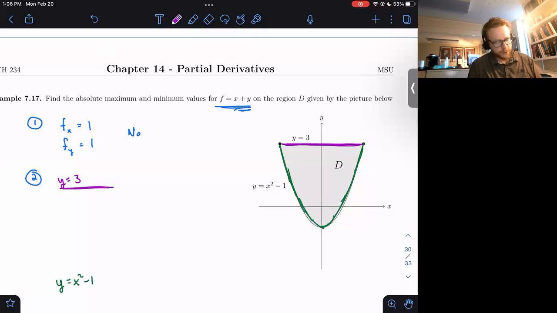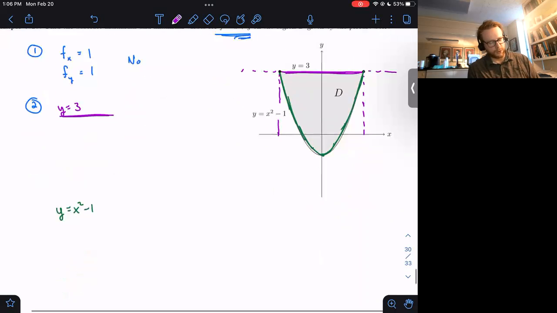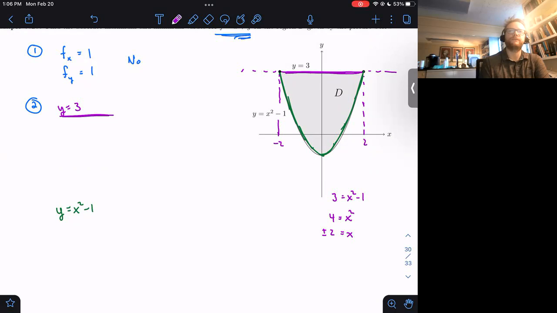This is y is equal to 3. Notice that this is not the entire line y equals 3 though. It doesn't go on forever. It seems to stop where these 2 curves meet. So maybe my first thing is trying to figure out what is the domain of this. Where am I actually looking on this line y equals 3? And so if I set these things equal to one another, 3 is equal to x squared minus 1. We can rearrange and get x squared is equal to 4. And so x should be equal to plus or minus 2.